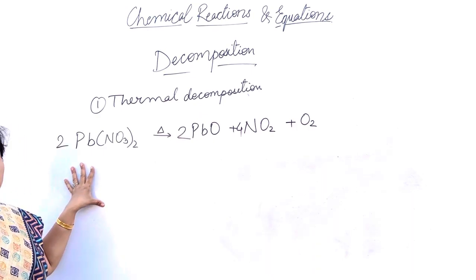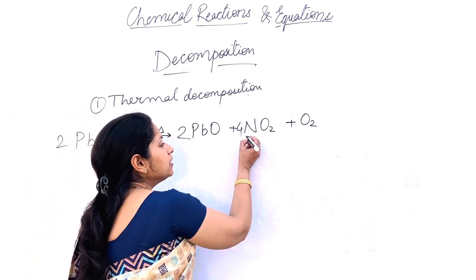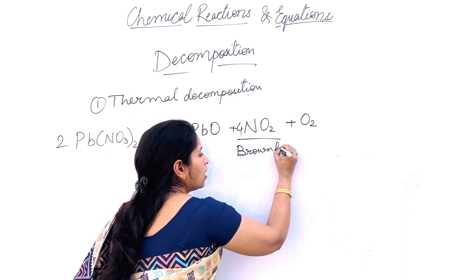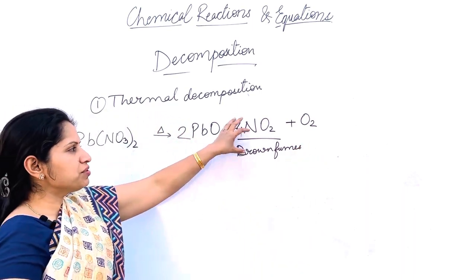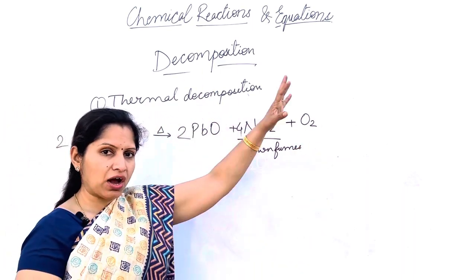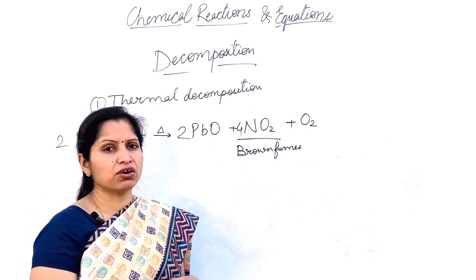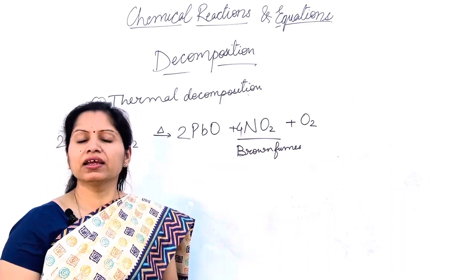During decomposition of lead nitrate, a gas is produced that produces brown fumes. How will you know that this chemical reaction has taken place? Because you will see some brown fumes being emitted. These brown fumes are due to the formation of nitrogen dioxide, and this makes this reaction very, very important.